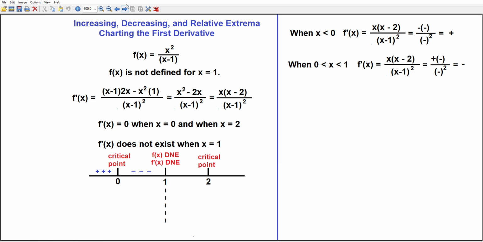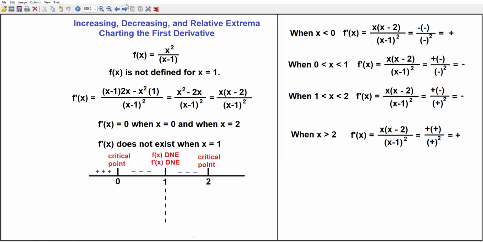Now we move to the next interval between 1 and 2, and we do exactly the same thing. And this time, x is positive, x minus 2 is negative, x minus 1 is positive. So we've got positive times negative over positive squared, which is negative. We go to our chart and put in minus signs. And the last interval is when x is bigger than 2, and now x, x minus 2, and x minus 1 are all positive, so we have positive, positive over positive squared, which is positive, and we put pluses on our chart.